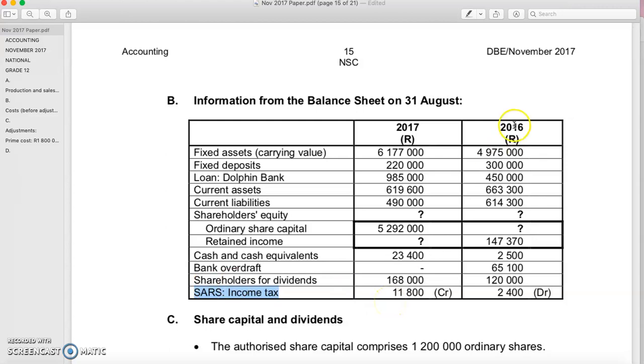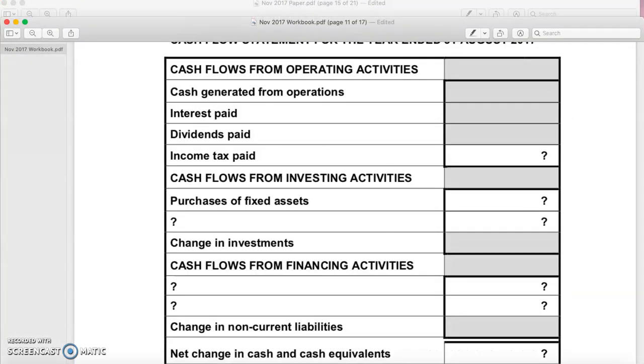Now, at the start of the year, we had 2,400. Then we had 11,800 on the credit side at the end. That means at the end of the year, this is what we still owed SARS. We still owe them this, okay? So this is how I calculate it. For the last time, you don't have to calculate it this way as long as you get the correct amount.